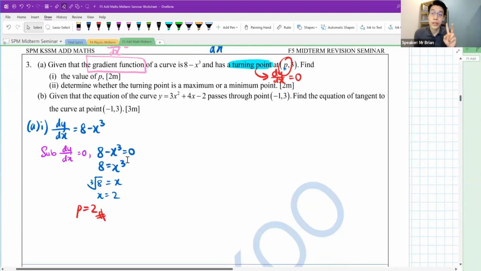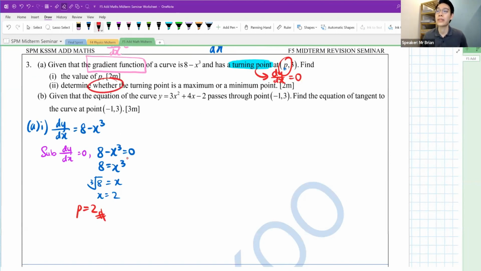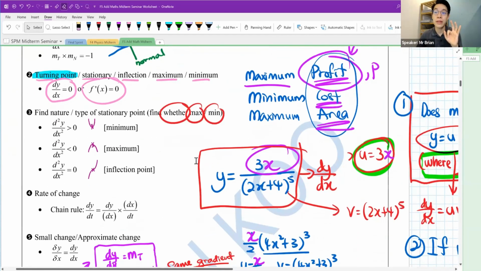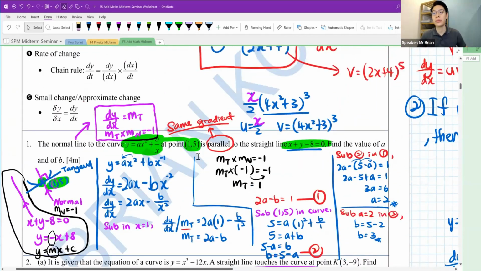Question number 2, part A2. This one you will see, they will ask you whether it is a maximum or minimum. This is when you pull out your second derivative, d squared y over dx squared. If you are unsure, you always refer back to here. Whatever I'm saying always leads back to here. I'm using application number 3: whether it is maximum or minimum.